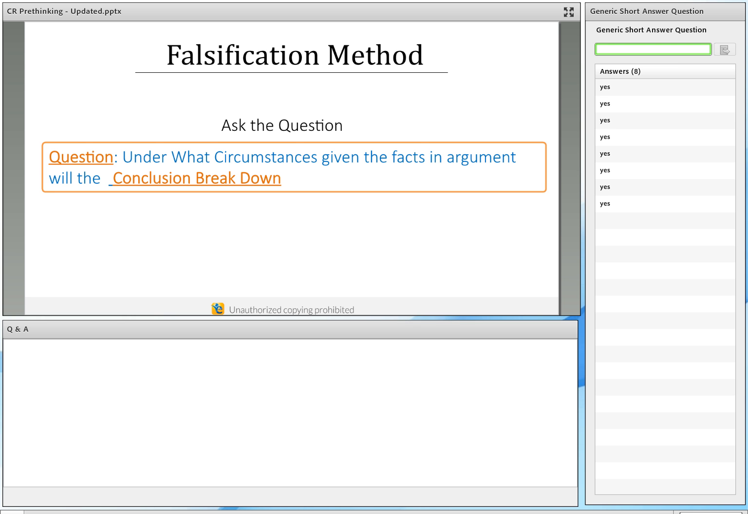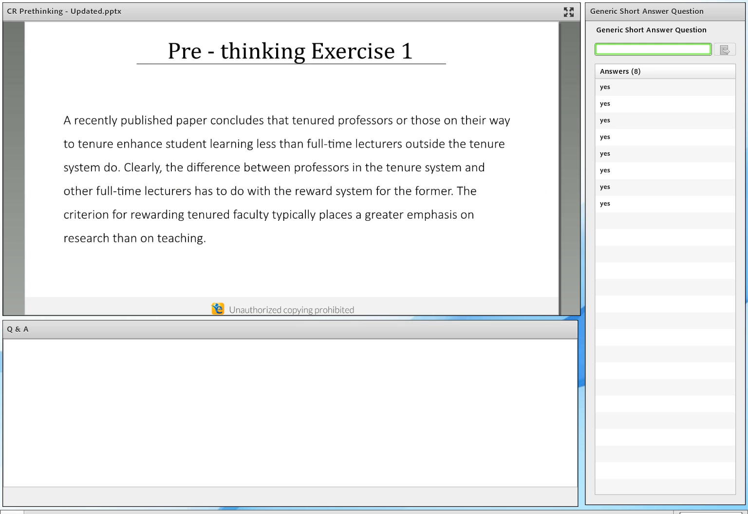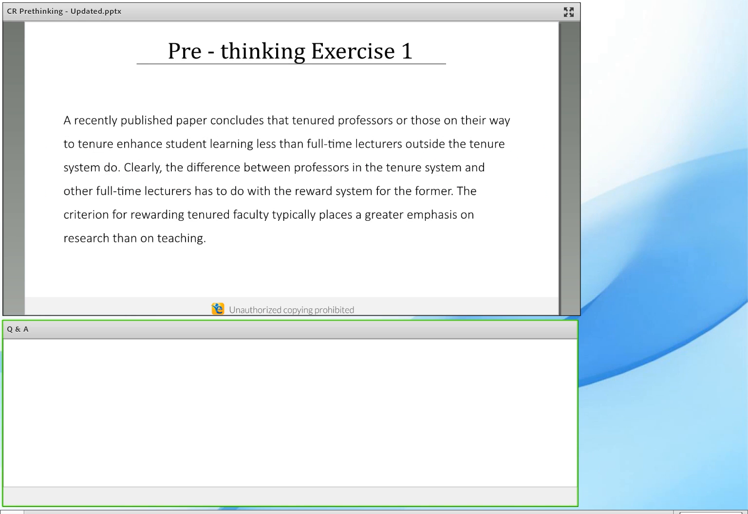You look at the argument and you ask the question, under what circumstances, given the facts in the argument, will the conclusion break down? Now, why are we asking this question? Because the assumption is an unstated idea, which means it's not there in the argument. And when you do that, the assumptions would come forward right away.